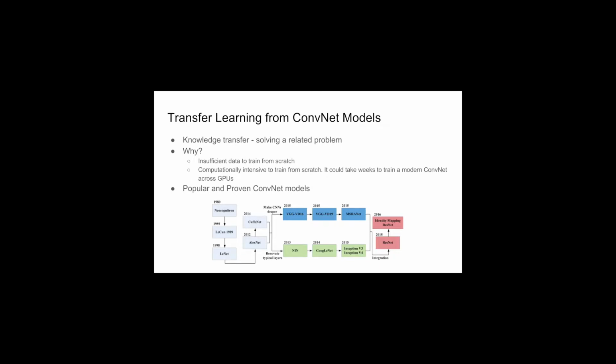Transfer learning is one of the techniques used in machine learning, solving one problem and applying the knowledge to a different but related problem. There's usually insufficient data to train a model from scratch, and it takes a lot of computational power to do so. It could take weeks to train a modern CNN across GPUs. Following some of the popular models used recently, like VGG16, GoogLeNet, Inception V3, V4.